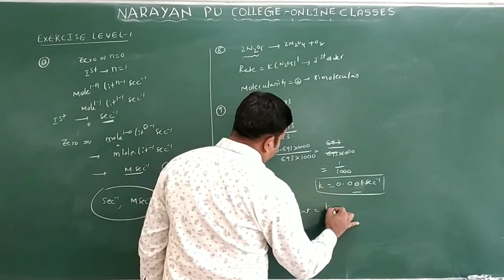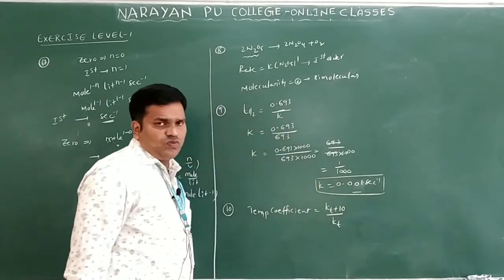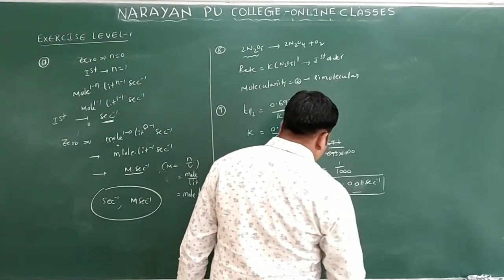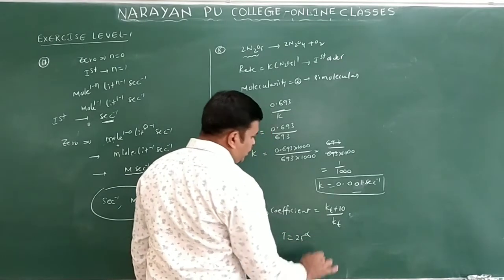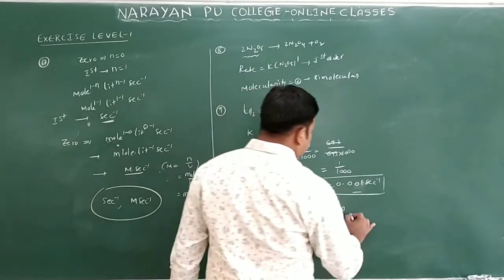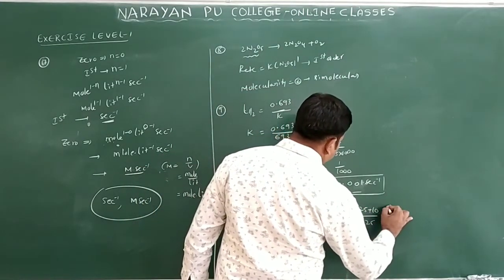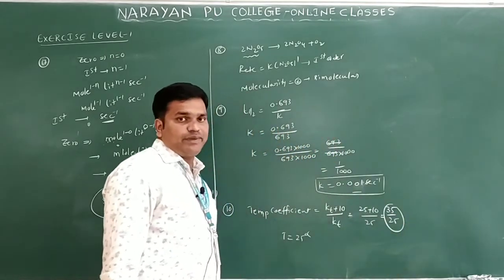Temperature quotient is equal to Kt plus 10 by Kt, where T is the Kelvin temperature. Suppose you take room temperature, so T is equal to 25 degrees Celsius. Then you get 25 plus 10 by 25, which is 35 by 25.